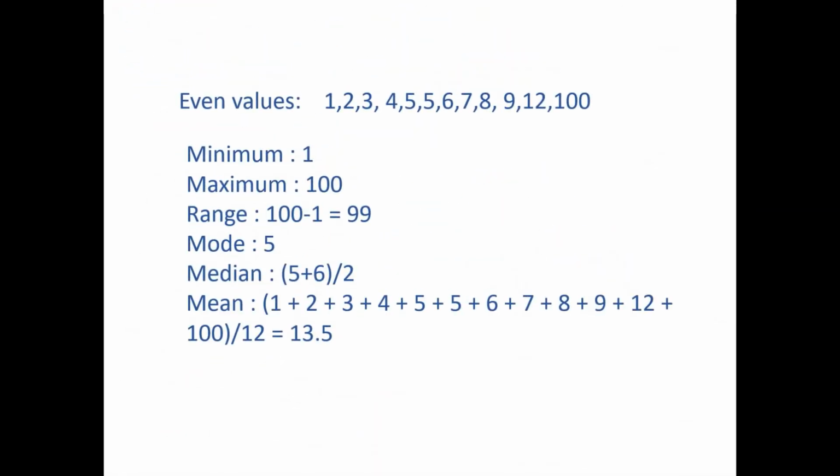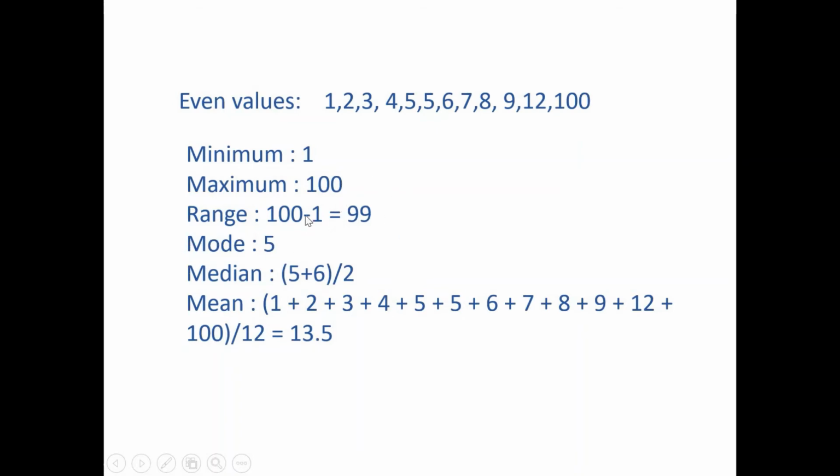Let's see this with this particular example. So here I have even number of values. So I have 1, 2, 3, 4, 5, 6, 7, 8, 9, 10, 11, 12 values in total, right? So what is the minimum value? And these are all in an increasing order, right? So the minimum value is the smallest value, which is 1. The maximum value is 100. The range will be the maximum value minus the minimum value. So when we subtract 1 from 100, we would get 99, which would be the range.